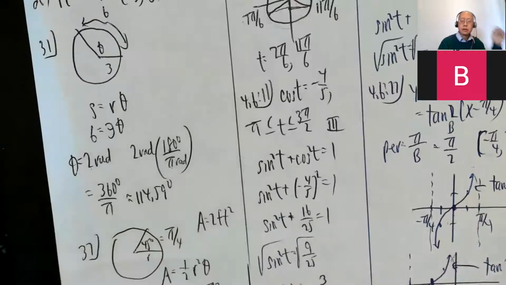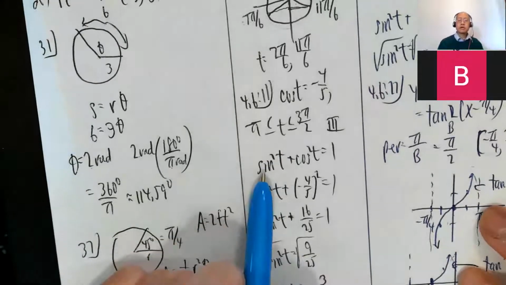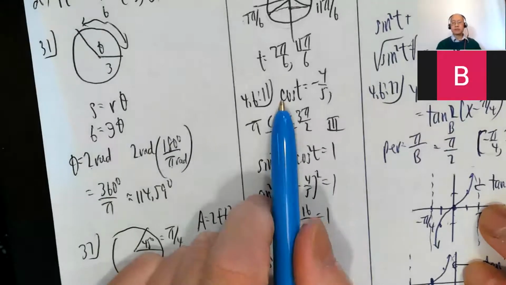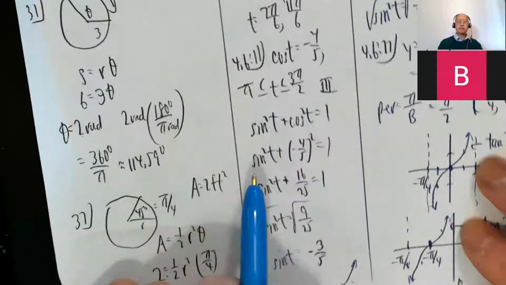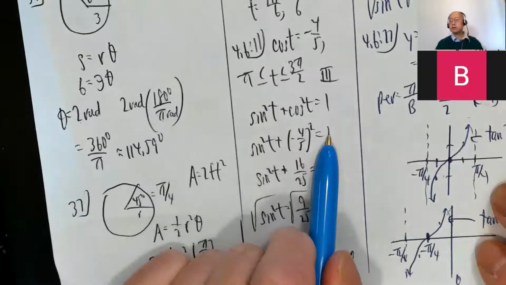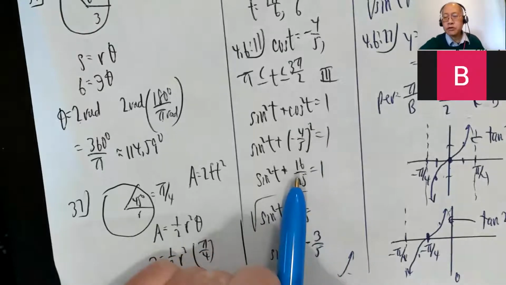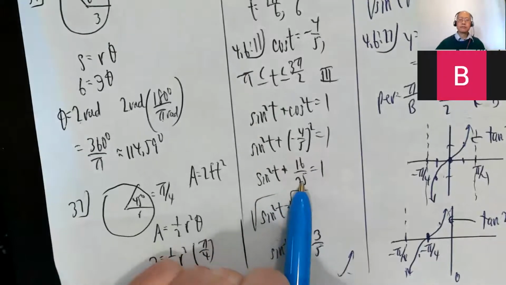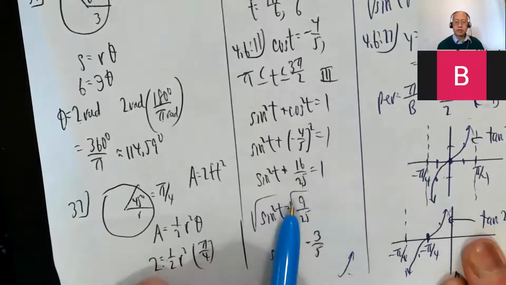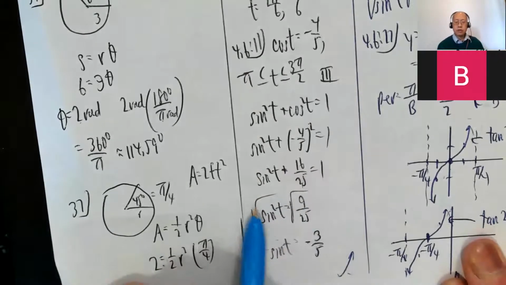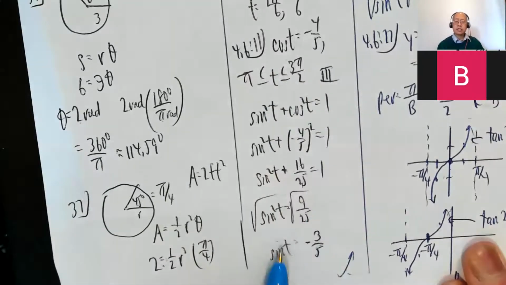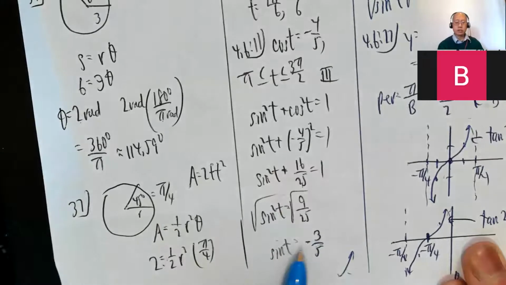Okay, sine squared t plus cosine squared t is 1. If you ever have the cosine, you can always find the sine and vice versa by using this. So sine squared t plus negative 4/5 squared equals 1. Negative 4/5 squared is 16 over 25. Subtract 1 minus 16 over 25 is 9 over 25. Square root. I must have a negative because I'm in quadrant 3. The sine is negative in quadrant 3, so negative 3/5.